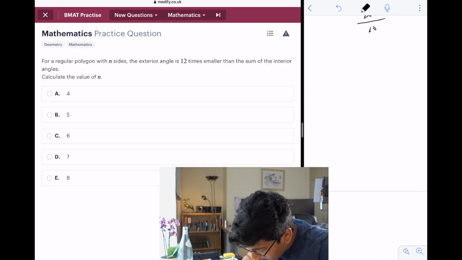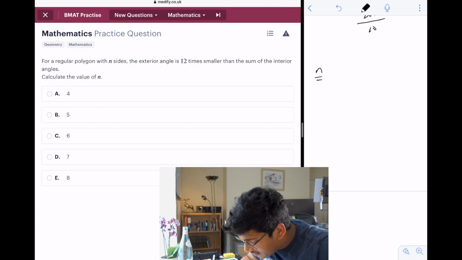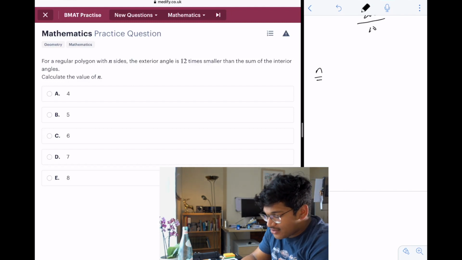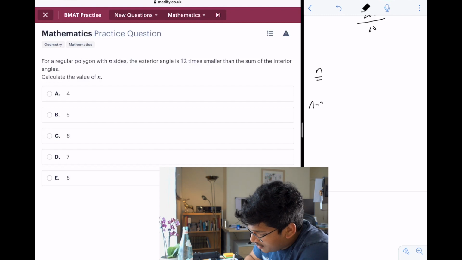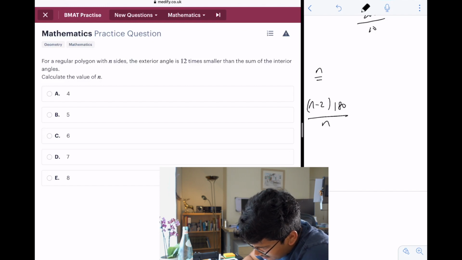For a regular polygon with n sides, the exterior angle is 12 times smaller than the sum of the interior angles. Calculate the value of n. Okay, so the formula for interior angle is n over 2 times 180 divided by the number of sides. Okay? Now the exterior angle is 360 divided by n.